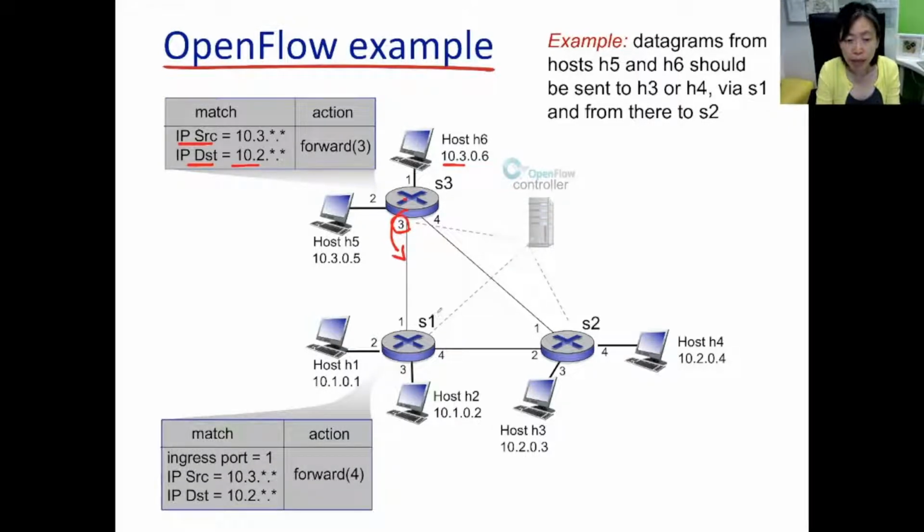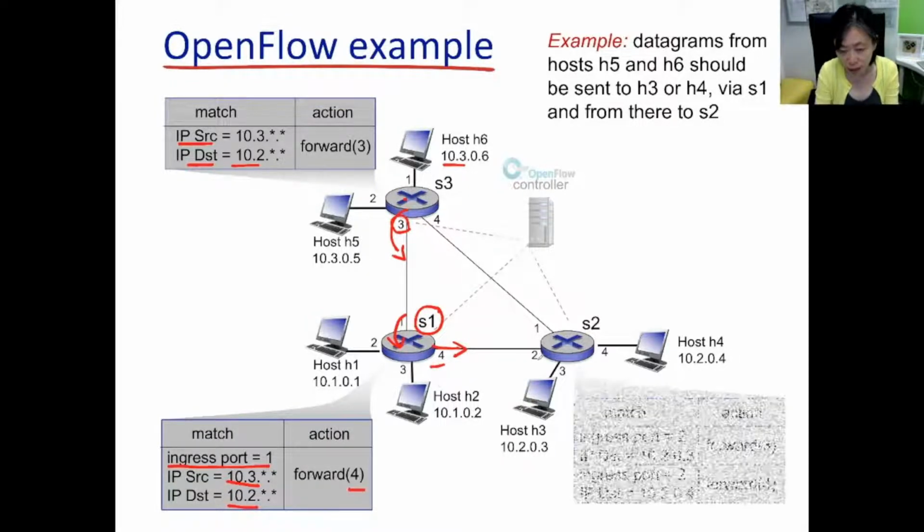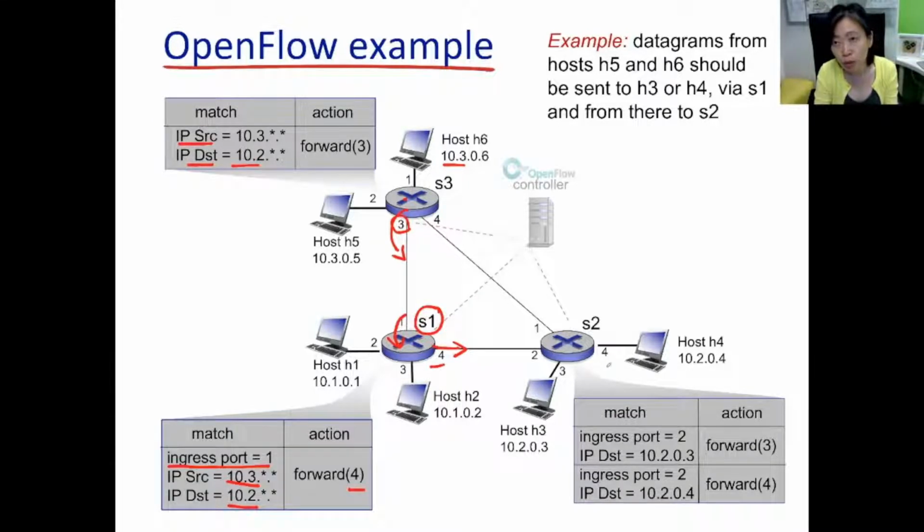Now, the entry in S1, this router at the bottom, will look like this. If the ingress port is 1, so this is incoming port number being 1, source 10.3, destination 10.2, that's forwarded down this interface 4. And then we manually configure the S2 flow entry looking like this. Ingress port being 2. So the packet is definitely coming in from here.